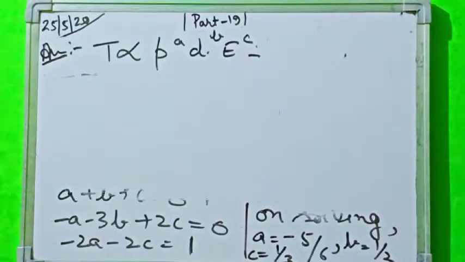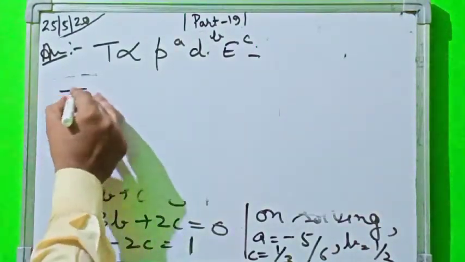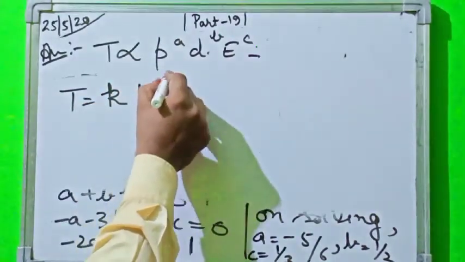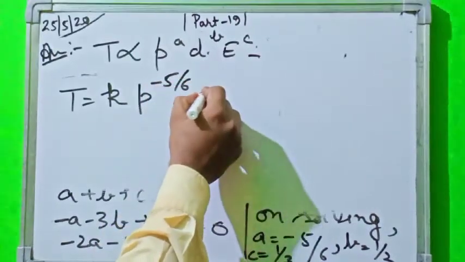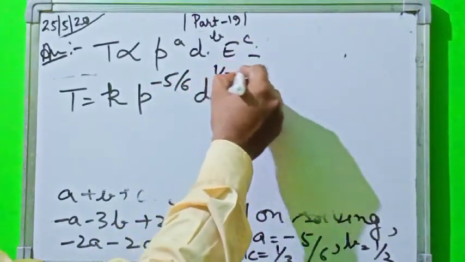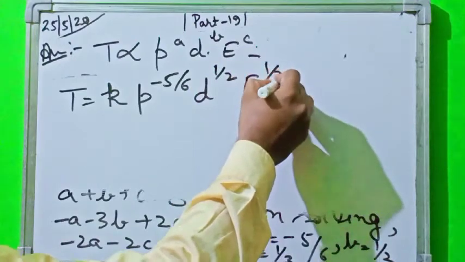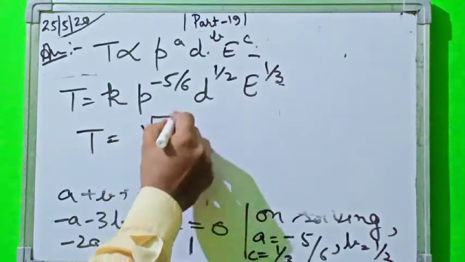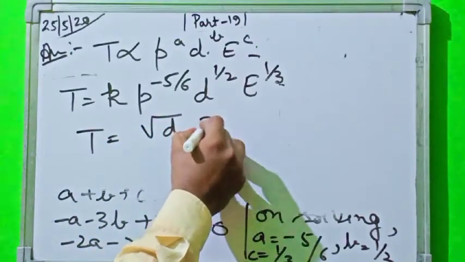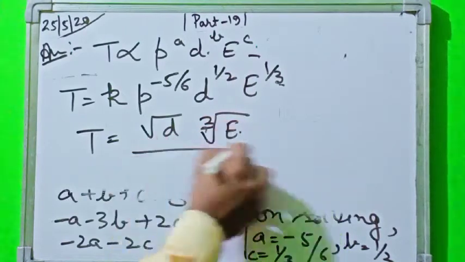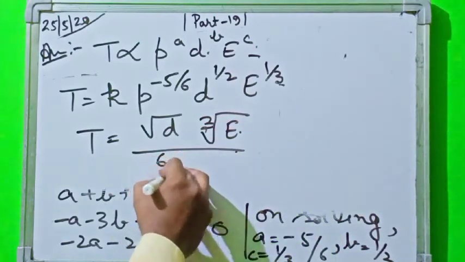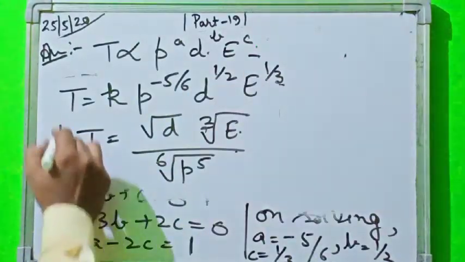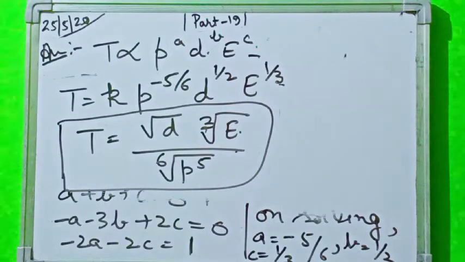we will get T is equal to K P^(−5/6) D^(1/2) E^(1/3). And from here we will get the formula: square root of D, cube root of E, upon sixth root of P to the power 5. And this is the time period for oscillation of the bubble.